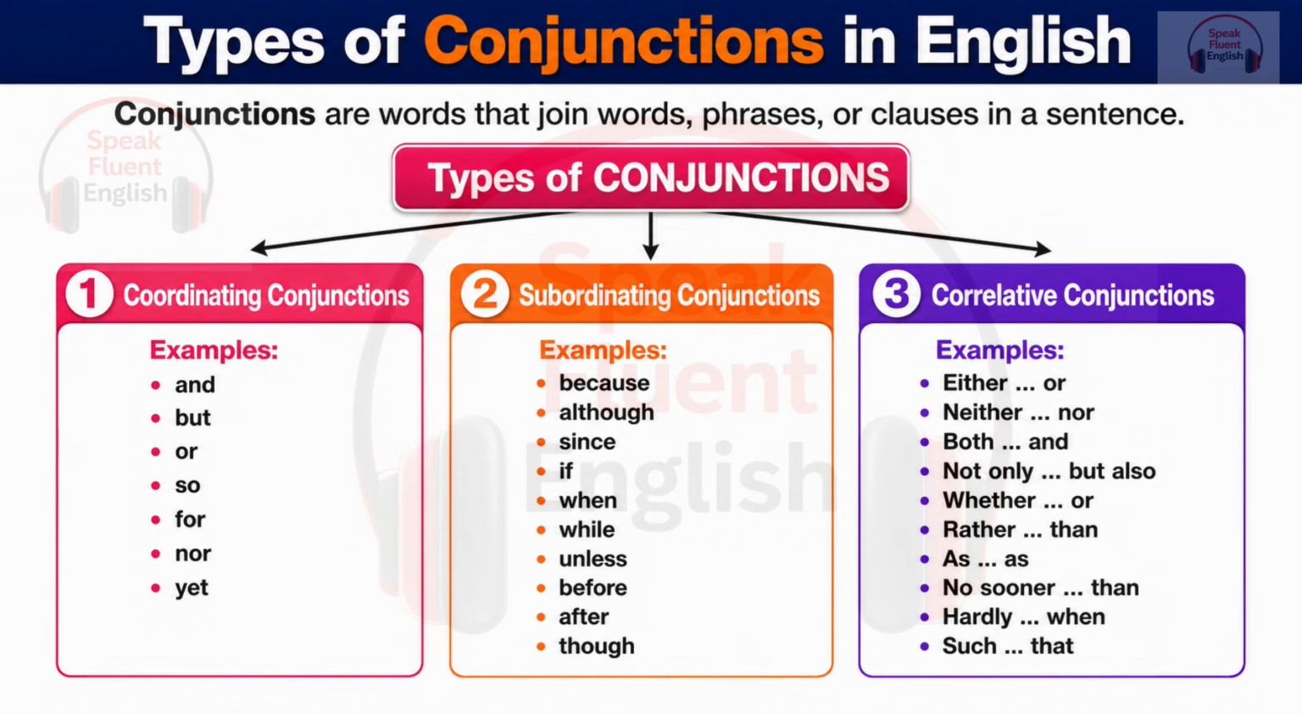In this lesson, we will learn three main types of conjunctions. Let's begin. 1. Coordinating conjunctions. First, we have coordinating conjunctions. These are used to connect words, phrases, or independent clauses that are equally important. The most common ones are and, but, or, so, for, nor, yet. Let's look at some examples.